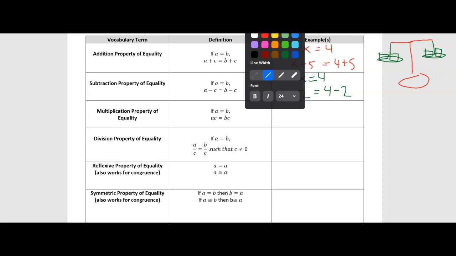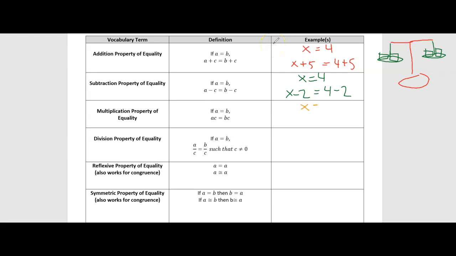Same thing for multiplication. If I start with x equals 4, I can multiply both sides by 5, and my equation stays balanced. Works the same way with division. If I have x equals 4, I could divide both sides by 3, and my equation stays balanced.